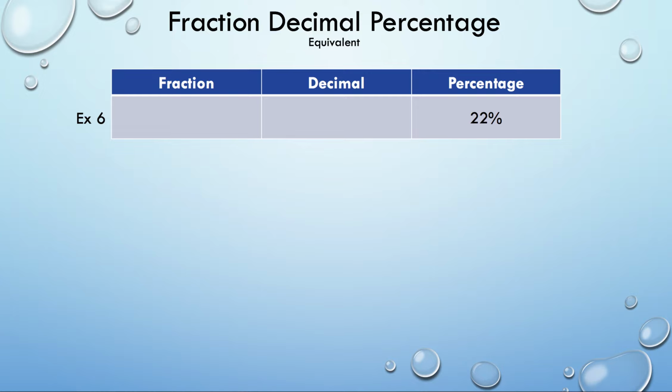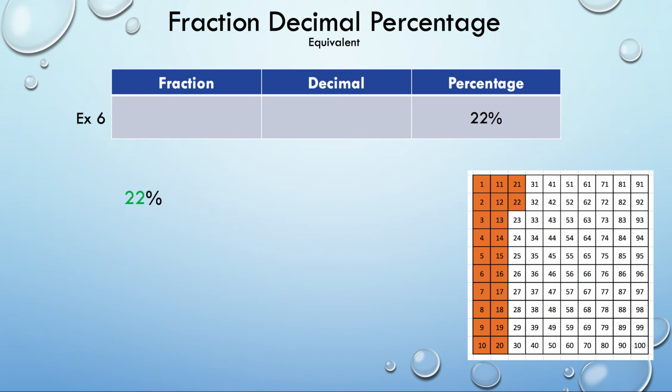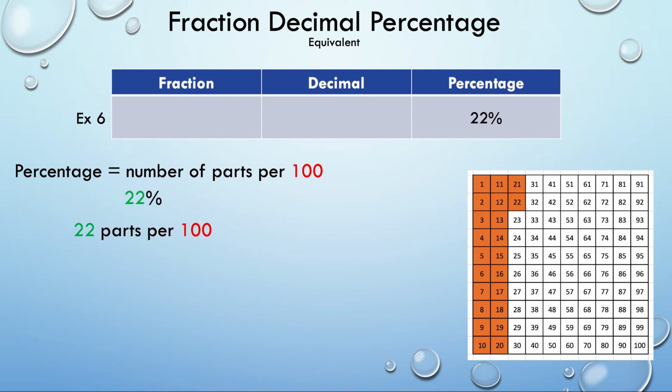Okay, and now we can take a look at example 6. We have 22%, and we need to convert that into a fraction and a decimal. So let's go ahead and write down the number with the model. We have 22 shaded out of 100. So write down the definition of percentage: number of parts per 100. And now we can just write down 22 parts per 100. We can use that to do either the fraction or the decimal first. It's up to you. Okay, we're going to do the decimal first.